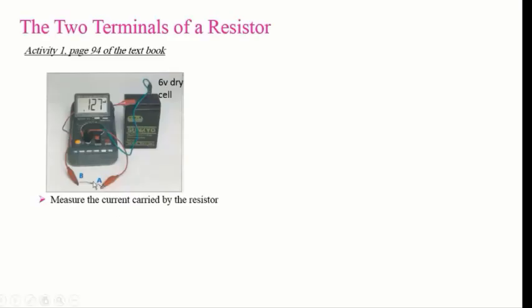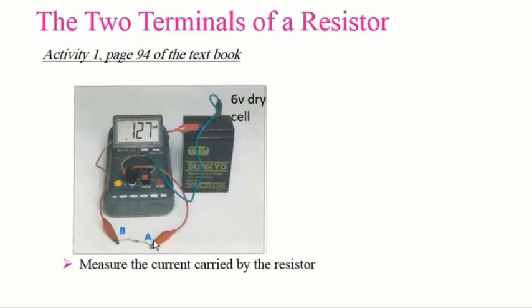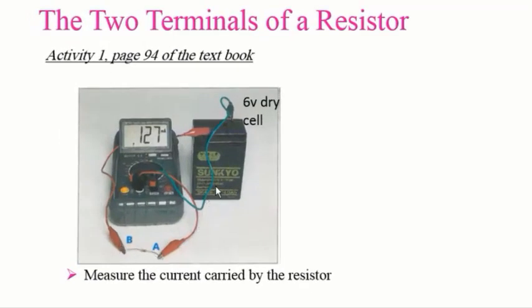In this activity, we will measure the current carried by a resistor having the two terminals A and B, connected to a 6-volt dry cell by using an ammeter. The value read by the ammeter is 127 milliamperes.